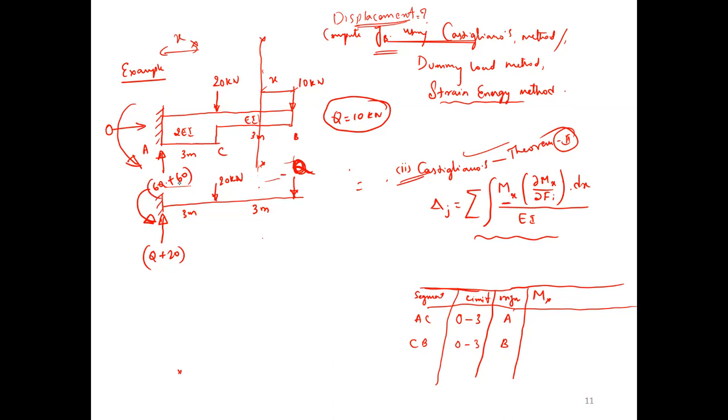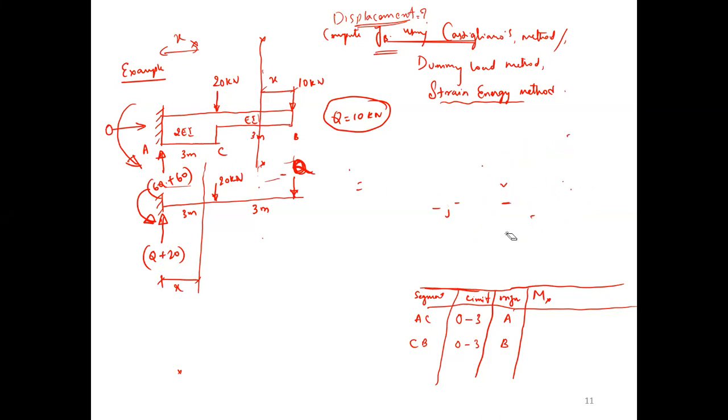Now, what is the moment you get here if you take X? Q plus 20 into X, minus 6Q plus 60. So you get Q plus 20 times X clockwise, right? And another one is anti-clockwise, minus 6Q plus 60. Only that much.